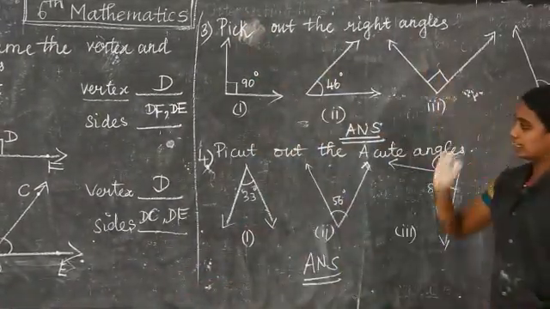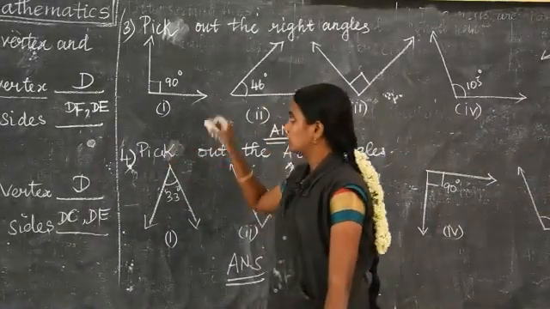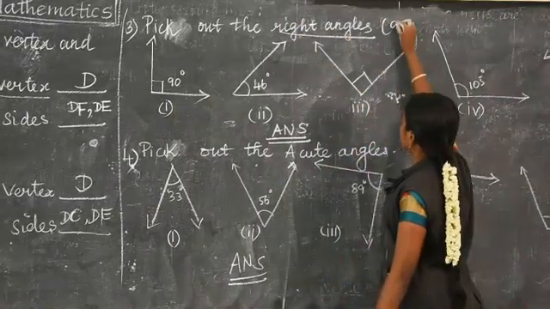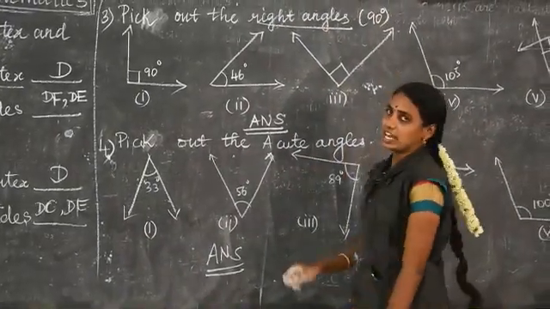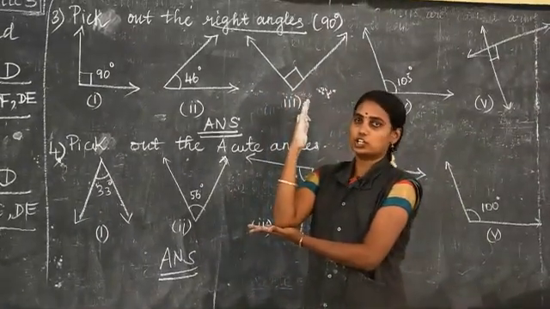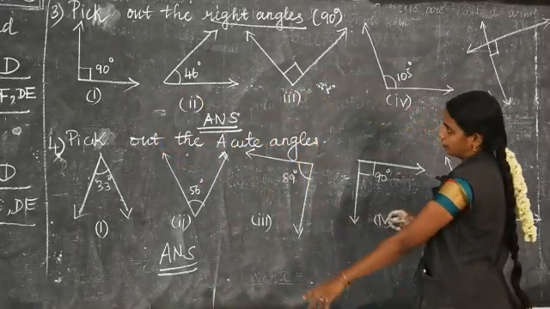Now, question number 3. Pick out the right angles. Right angle means which has 90 degree. 90 degree means like this. Yes or no? So now listen. What are the angles that are 90 degree? We are going to find out.